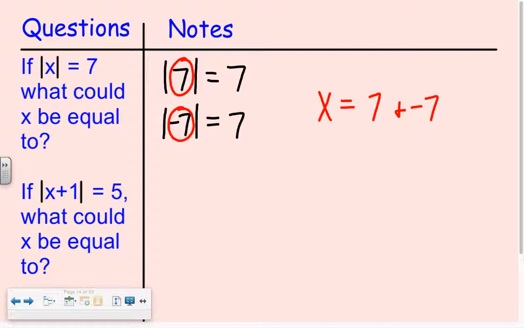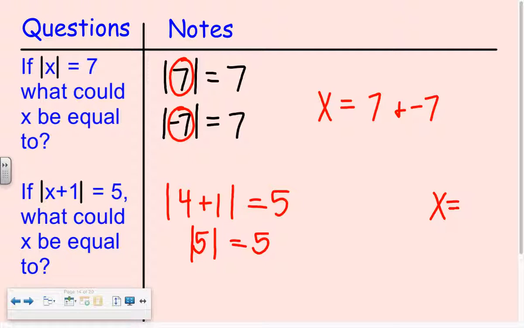All right. If the absolute value of x plus 1 equals 5, what could x be equal to? So I have to ask myself, what number plus 1 equals 5? Well, I know that 4 plus 1 equals 5, because 5 equals 5. So that's one of my possibilities. Now, oops, not 5, 4. I've got to figure out what the other one would be. So what other number plus 1 equals 5? There is another possibility. So I'll let you think about that for a second.